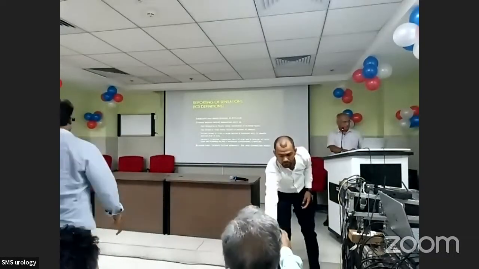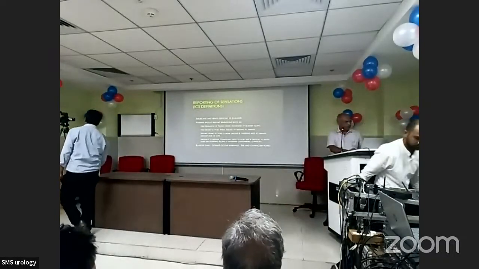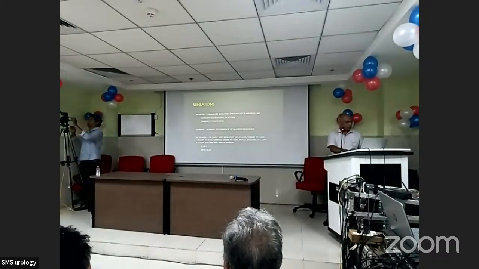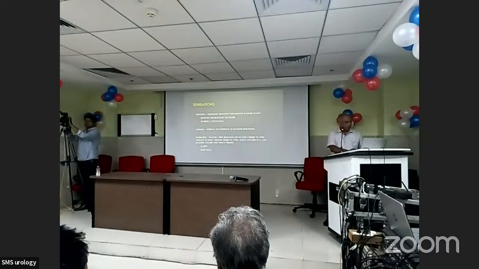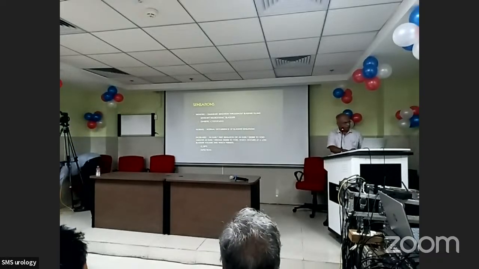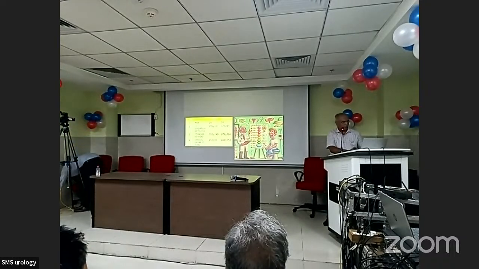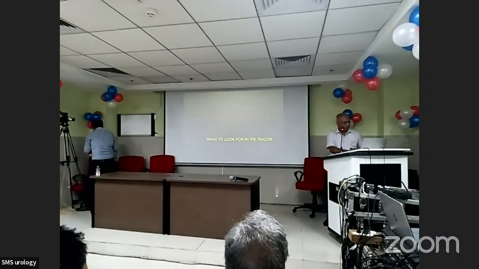These sensations are again subjective, so we have to explain and then carefully examine throughout. They may be reduced, normal, or increased, like in interstitial cystitis or associated with infection. Normal values vary: first sensation around 200 ml, first desire to void around 300 ml, and a strong desire to void around 450 ml should be there.